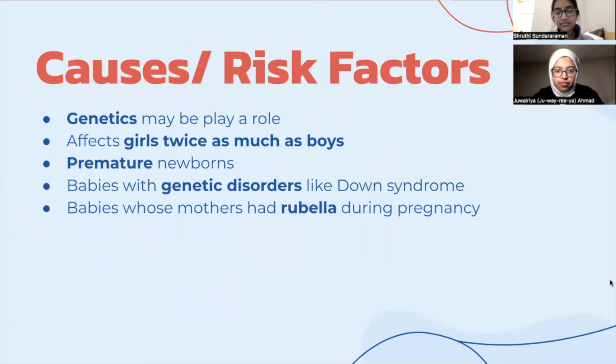While the cause of patent ductus arteriosus is unknown, it is thought that genetics might be playing a role. Patent ductus arteriosus affects twice as many girls as boys, and since premature newborns are more likely to have underdeveloped lungs and heart, they're at an increased risk of being hypoxic and having patent ductus arteriosus. It's also common among babies with genetic disorders like Down syndrome and babies whose mothers had rubella during pregnancy.